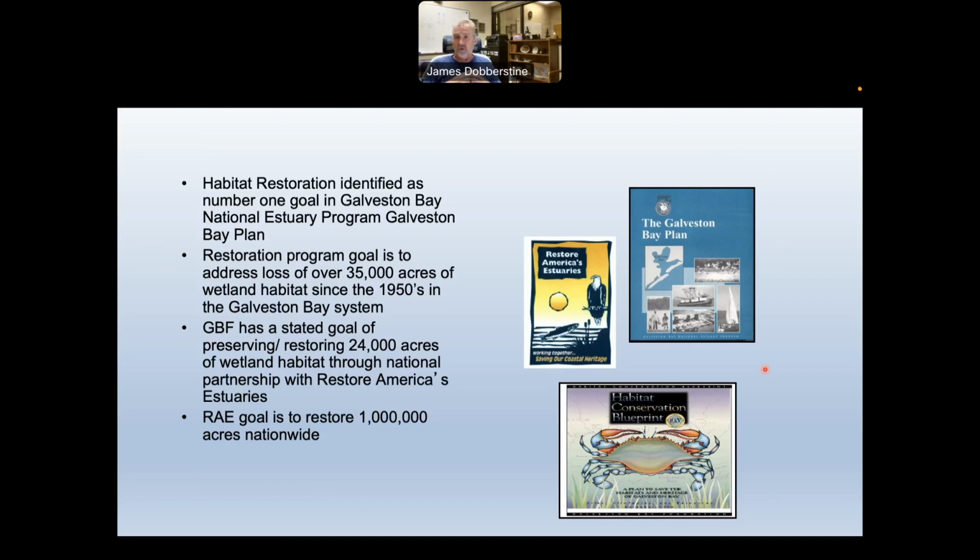So GBF has the stated goal of preserving and restoring about 24,000 acres. So just a small proportion of that in our area, but that's still a remarkable achievement. If they do that, they'll go a long way towards restoring and preserving wetlands, but restoring specifically wetlands that have been lost since the 1950s.